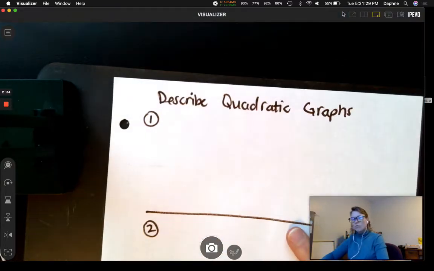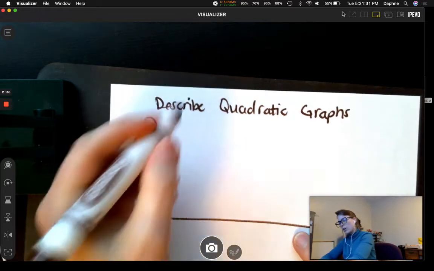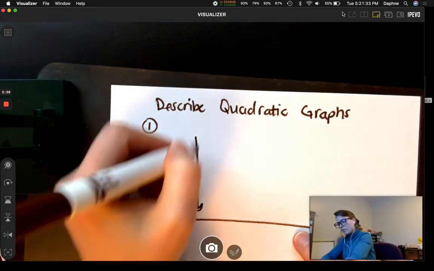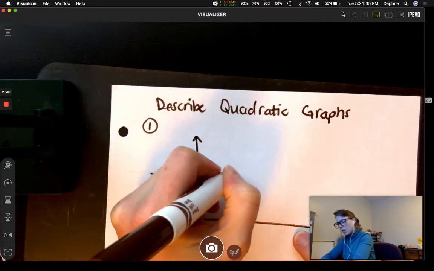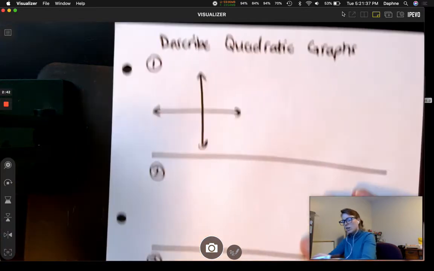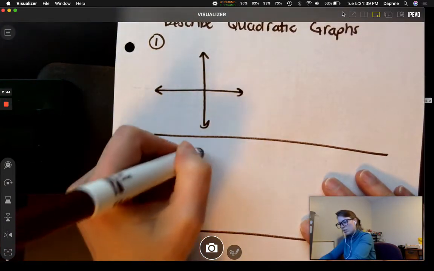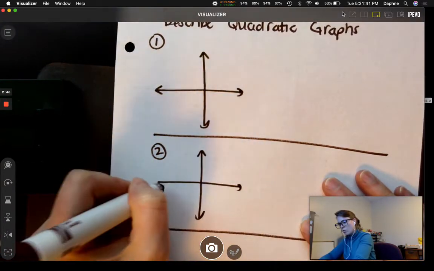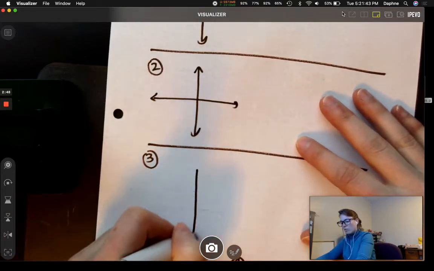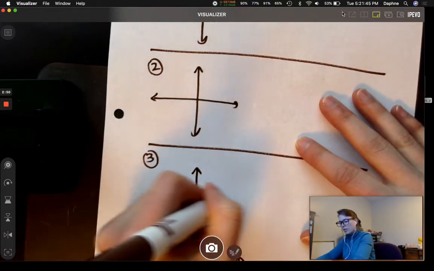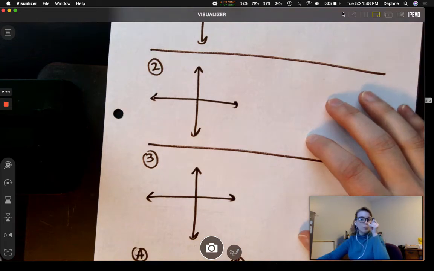So, for number 1, 2, and 3, we're going to be graphing. So if you want to take this time and sketch graphs for 1, 2, and 3, we'll be graphing on the left-hand side and then going over characteristics on the right-hand side.